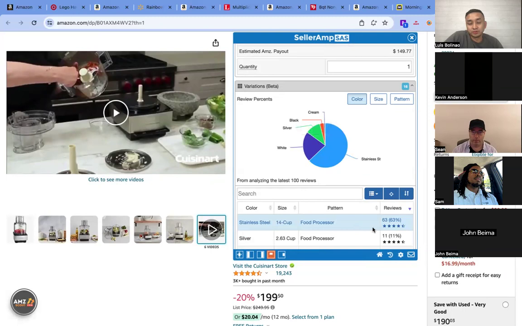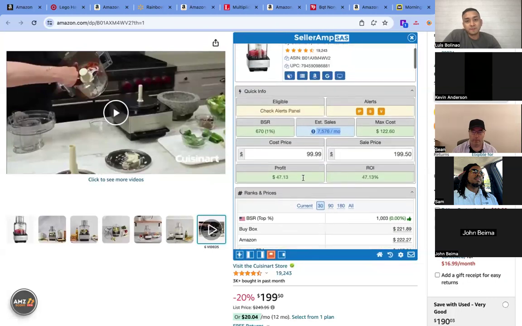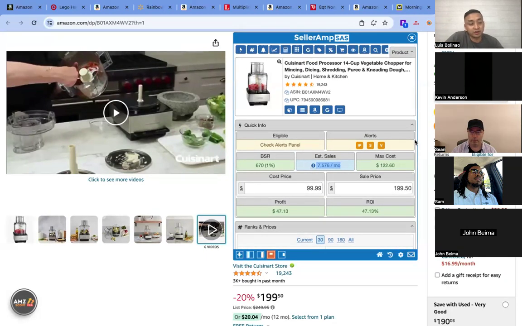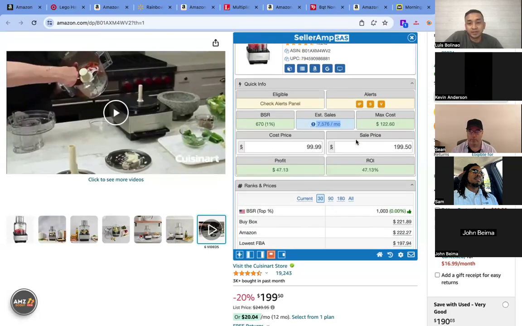So just to keep it simple, this exact variation is getting 63% of all the sales. So I'm getting 63% of this number, which is 576. So this exact variation of the product is selling at 4,700 sales per month. And it's giving me a 47% ROI.